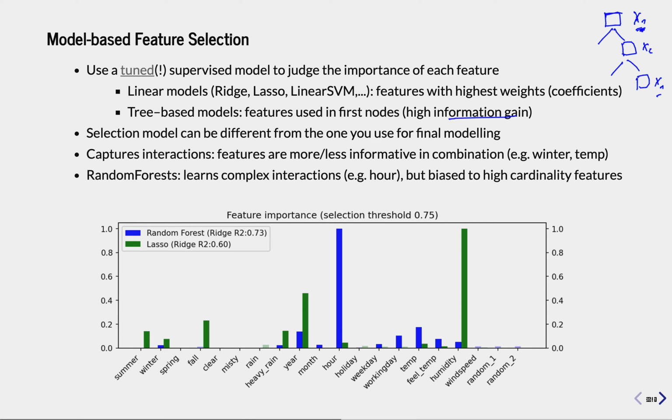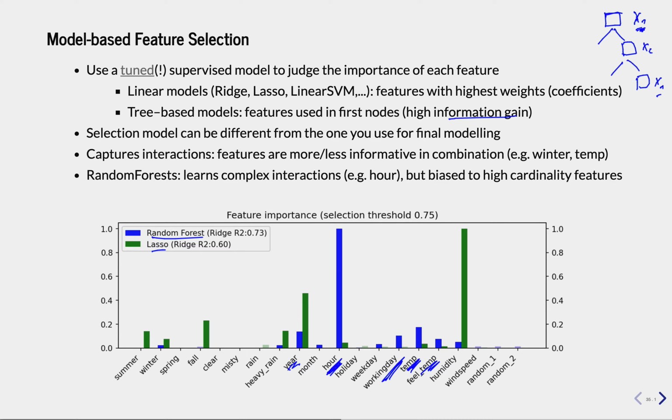If we do that for different techniques, here for random forest and for lasso, we see that both give quite different results. Random forest pays a lot of attention to hour because it can learn this complex relationship between the hour and the amount of rentals. So that's good. Random forest correctly predicts this is an important feature. It also thinks that temperature is important, whether it's a working day or not, what the feel temperature is, and the year. So apparently, the later the year, the more rentals are made.